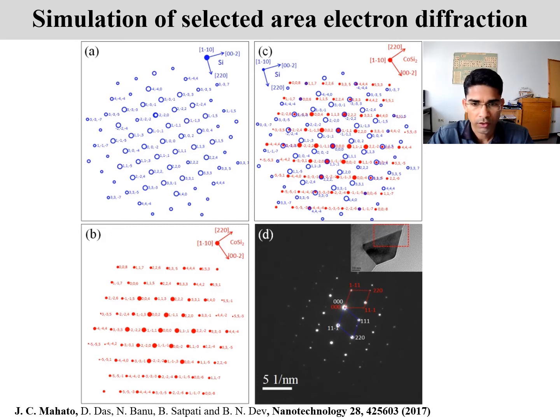To simulate this diffraction pattern, we again took the silicon diffraction pattern from the 110 zone axis, and this is the cobalt disilicide diffraction pattern from the 110 zone axis. When we superpose them, it matches the experimentally observed diffraction pattern when we superimpose the cobalt disilicide diffraction pattern rotated 110 degrees. So from this we can say that in this ridge type of nanowire, the cobalt disilicide is growing 110 degrees rotated with respect to the 110 crystallographic orientation of the silicon substrate.